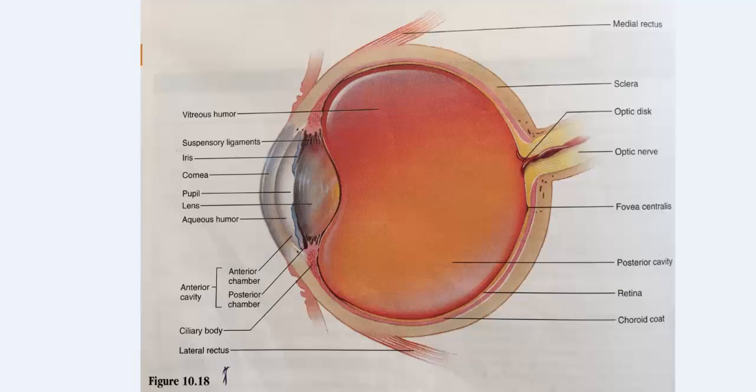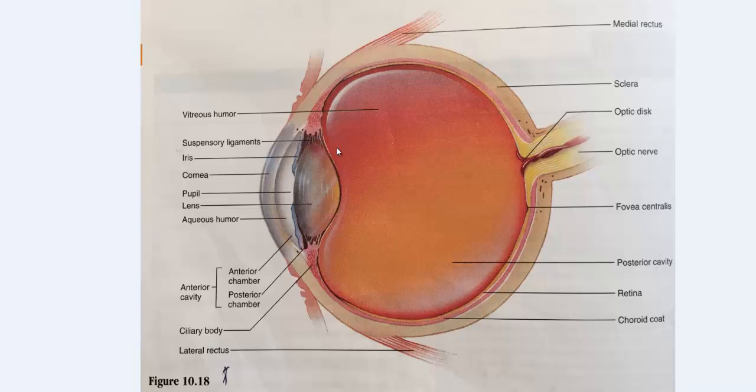Next is the choroid coat, which is the vascular pigmented middle layer of the eye. So this is the eye wall, and it's this kind of pinkish color right here. What it does is it provides blood flow to the eyeball so that the cells get the nutrients that they need.